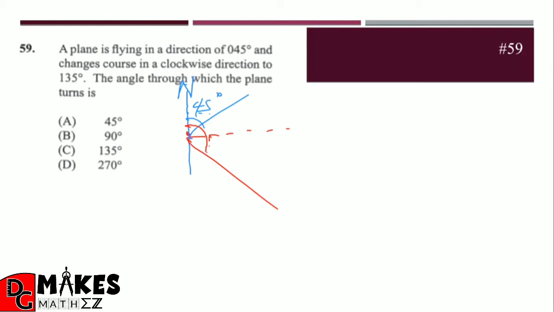All right, so it says the angle through which the plane turns. The plane was on this bearing first, and then it ends up at 135 degrees, which means the angle through which the plane would have turned would be 135 minus 45, which would give us 90 degrees. And of course, you would have seen that this is 45 and this is 45, so that would have been 90 degrees. And that's it. Our answer is B.